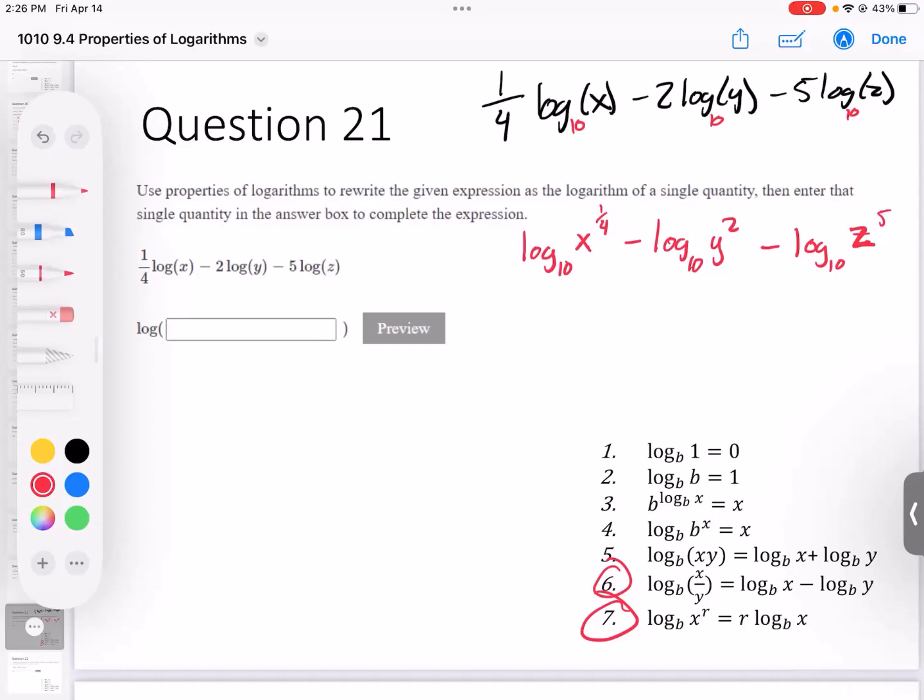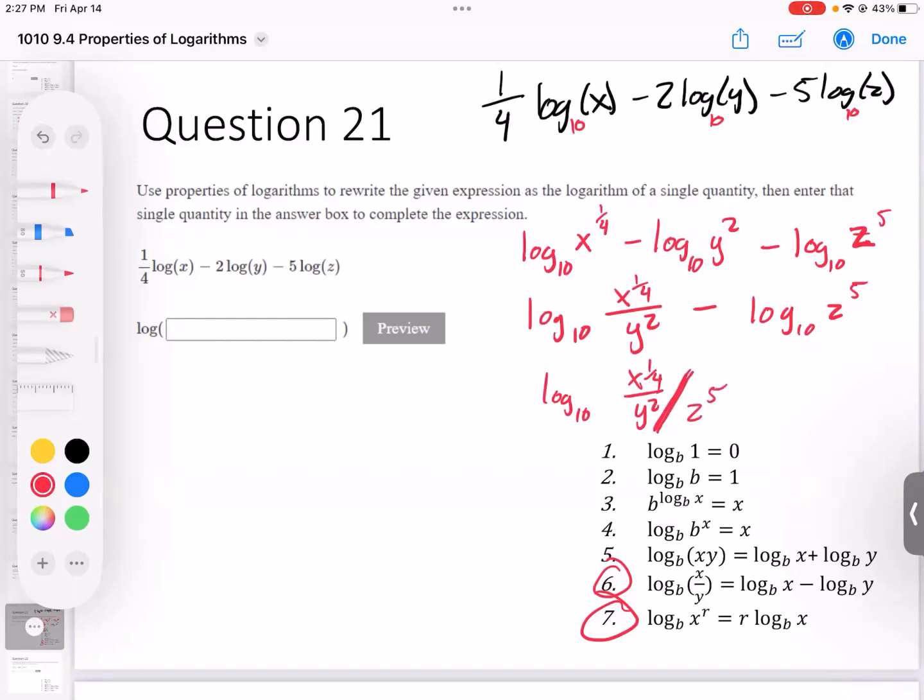Okay. And then from here, we'll set this up and we'll say, okay, well, now that I just have logarithms that are subtracted, now I can apply property 6. And property 6, if I apply it to these first 2 logarithms subtracted, I'll get log base 10 of x to the 1/4 divided by y squared. And then I'll still subtract log base 10 of z to the 5th. But now I have 2 logarithms subtracted again. And so I can do log base 10 of x to the 1/4 over y squared, and that is divided by z to the 5th.